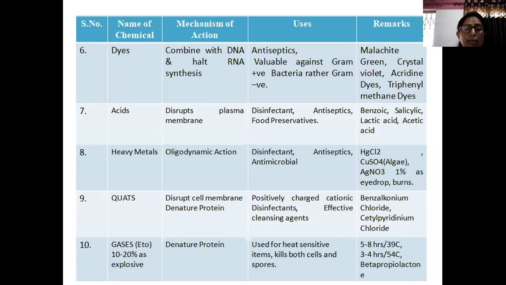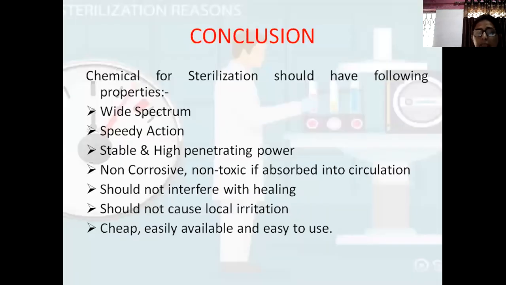Another gas which is commonly used is beta-propiolactone. It is used for very heat-sensitive items, and it kills both the cells and the spores. By using these chemicals, we can attain a sterilized area, or we can sterilize a surface to make it free from microorganisms.